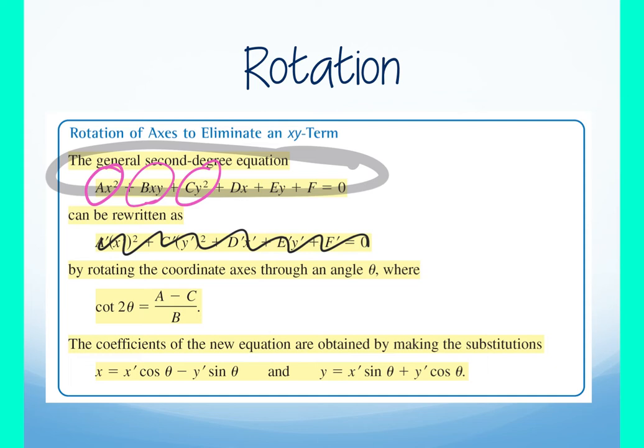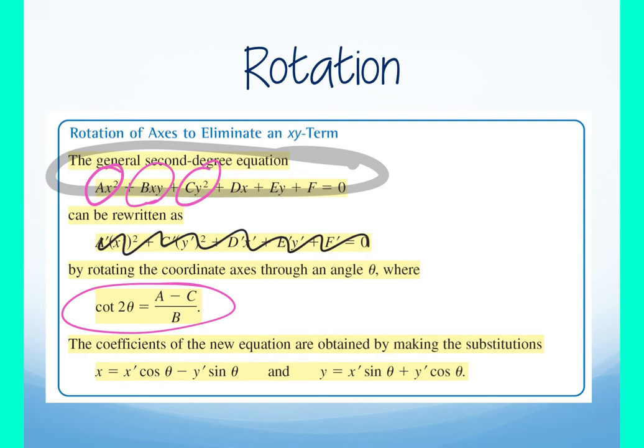Then the first thing you're going to do is figure out what angle we are rotating this at, and that's what this formula is for. So the cotangent of 2 theta is a minus c over b. So whatever a is you plug in, subtract c from it, put it over b, simplify it. What you get from that has to be a unit circle angle. It will be in radians, okay? Well, no, the angle won't be in radians. What you get from that has to be the result of a unit circle's angle.